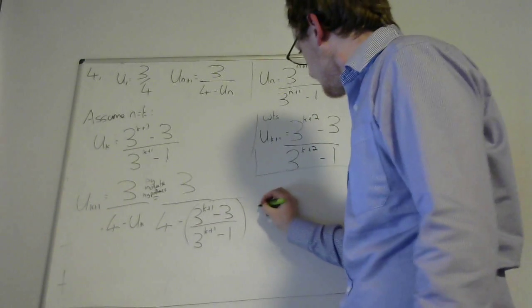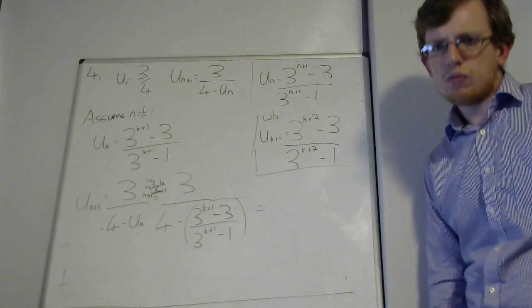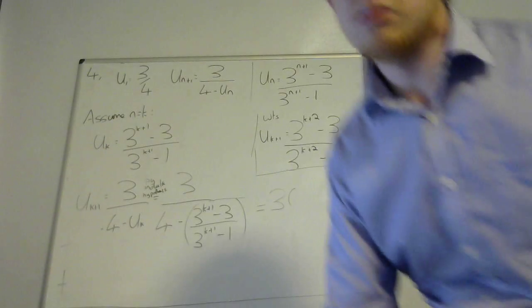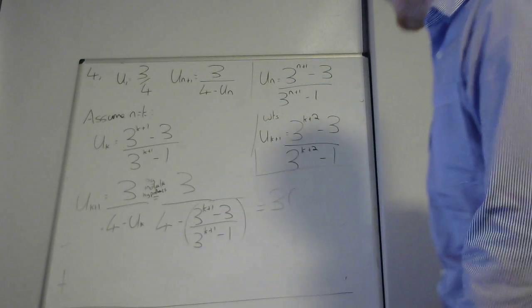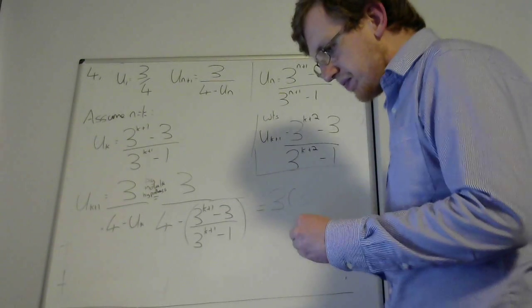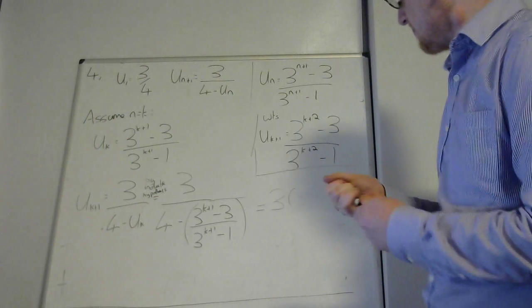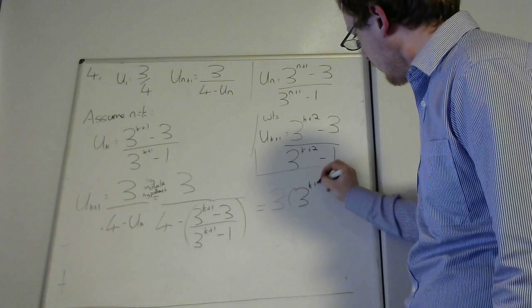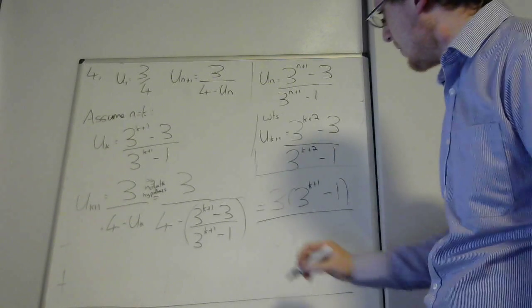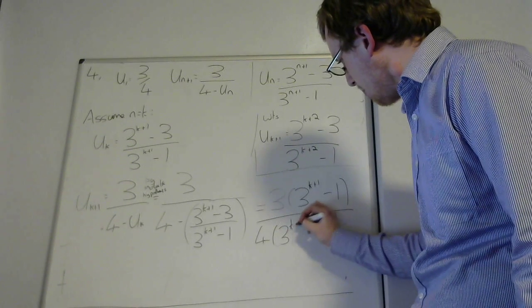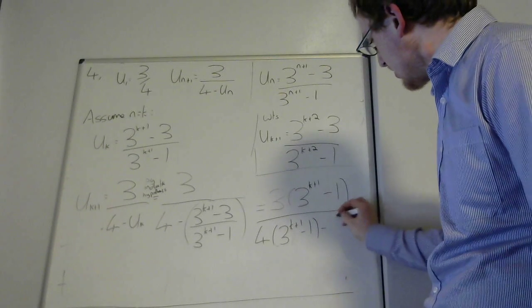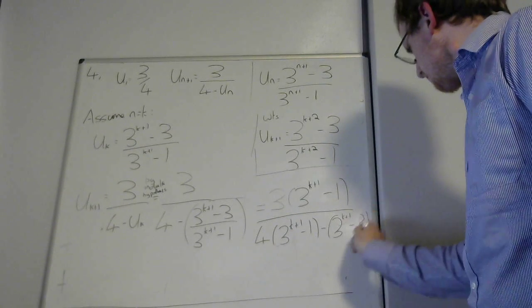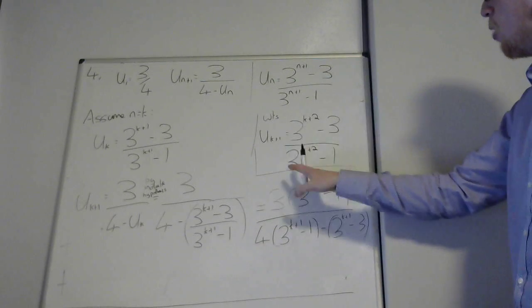So this equals, I think you'll be able to see that, 3 times (3 times (3^(k+1) minus 1)) over (4 times (3^(k+1) minus 1) minus, in brackets, (3^(k+1) minus 3)). And we've got to get that to look like our want-to-show up here.